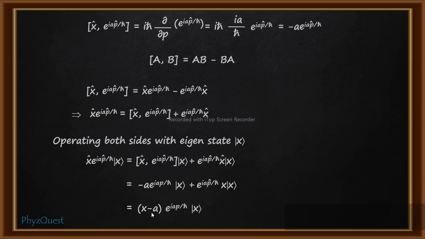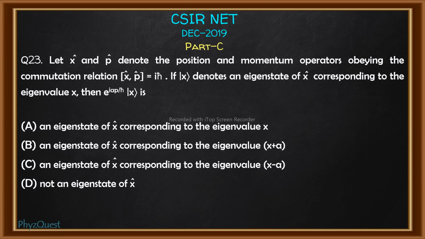Now let's check the options. As the question says, |x> denotes the eigenstate of x. So e to the power i a p cap by ħ |x> is, if you read the options, option C, an eigenstate of x cap corresponding to the eigenvalue x minus a. So this is the correct option here.